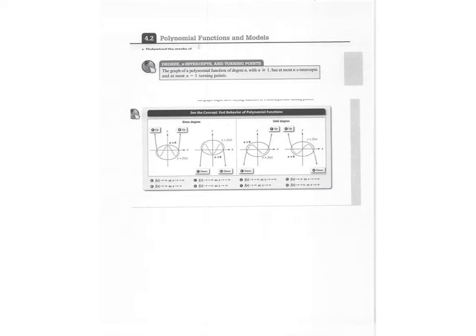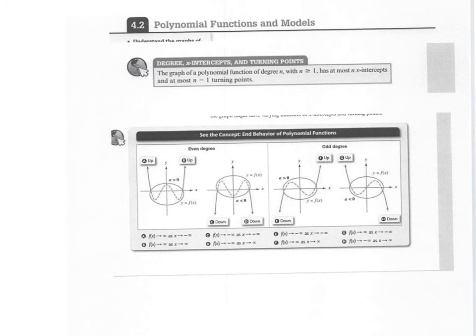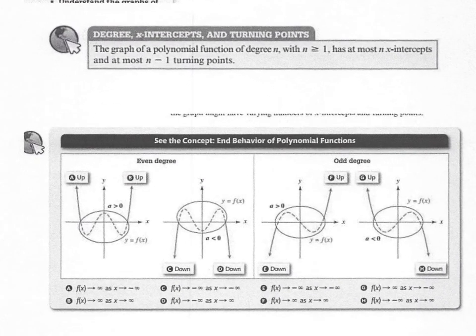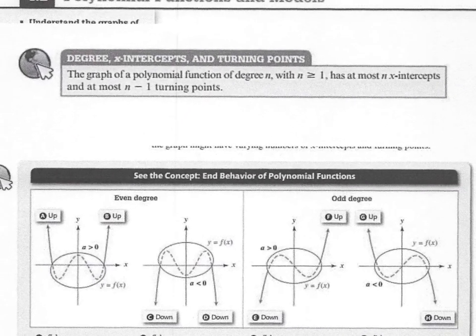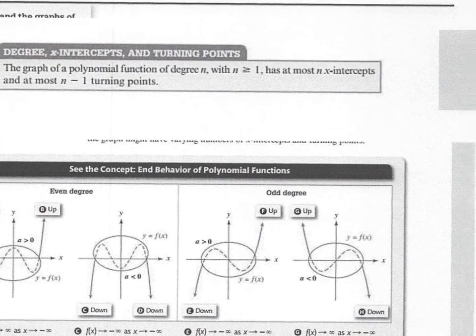This is Professor Kolk. Welcome to section 4.2, polynomial functions and models. So first thing, definition: degree, x-intercepts, and turning points.